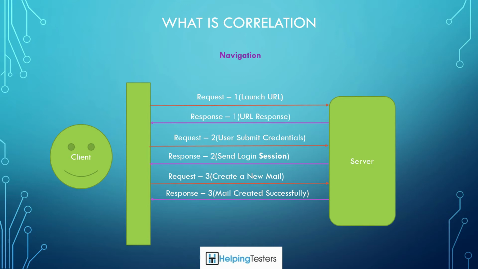Just to put it in very simple English, correlation is capturing some values from the response and putting them forward as part of the request. Correlation will be used in many situations. Here, handling the session is nothing but a correlation. We will see various examples of handling correlation. So let's go back to the VuGen, and there we'll see how to handle this.